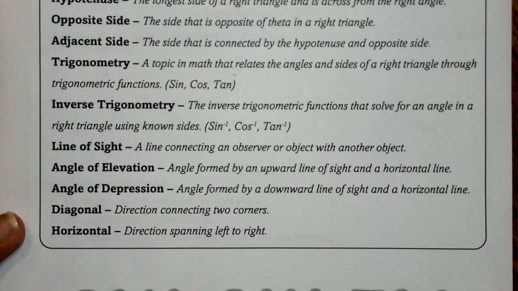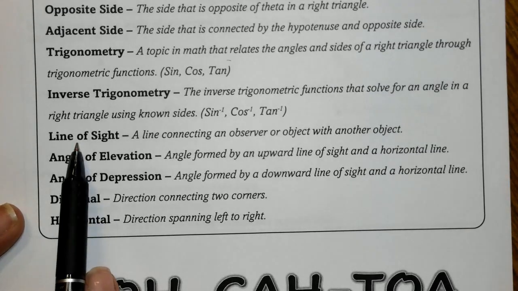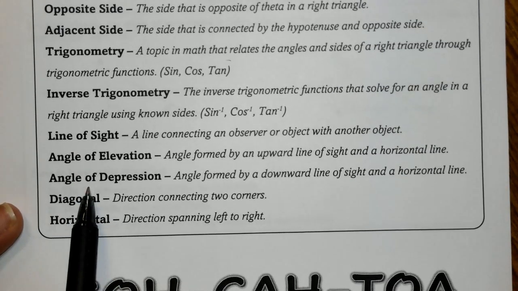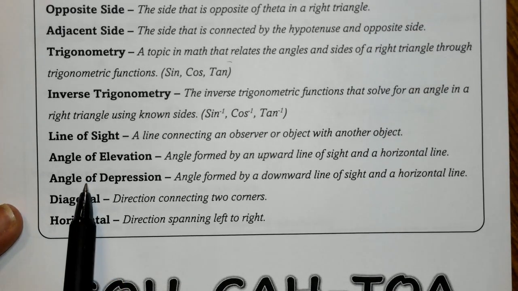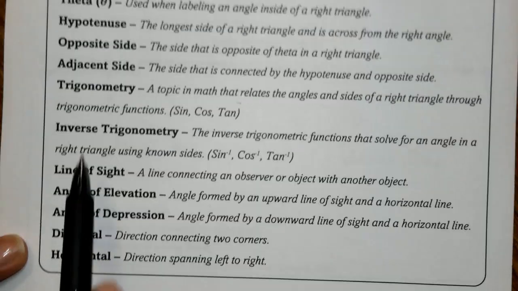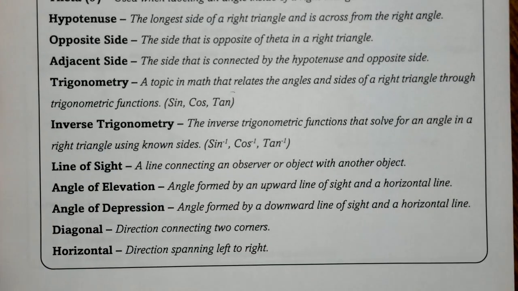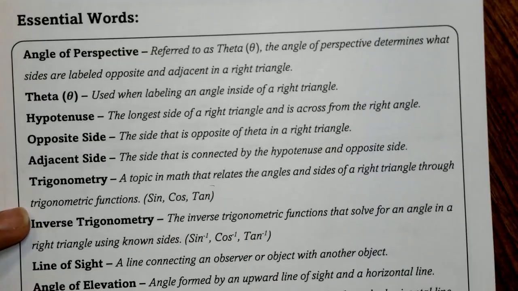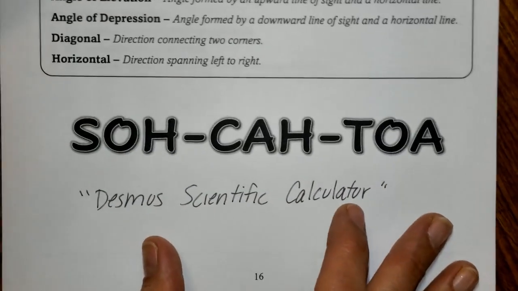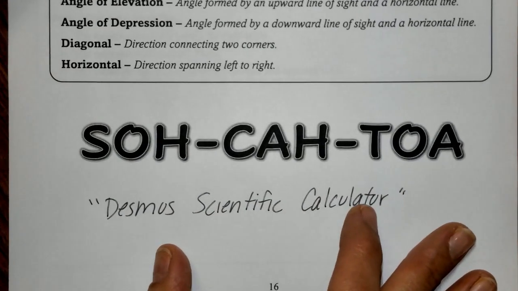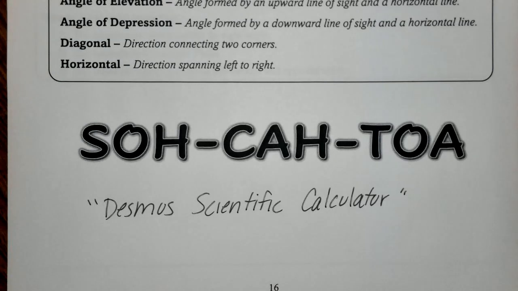Okay? We're also going to have the line of sight. You need to know where that is. And your angle of elevation, depression. These three will be covered in a later video. Inverse trigonometry will be covered in the next video. So the other thing we want to look at, at the bottom, we have the SOHCAHTOA. This is a phrase that has been used forever to help us remember our three different trigonometric functions.